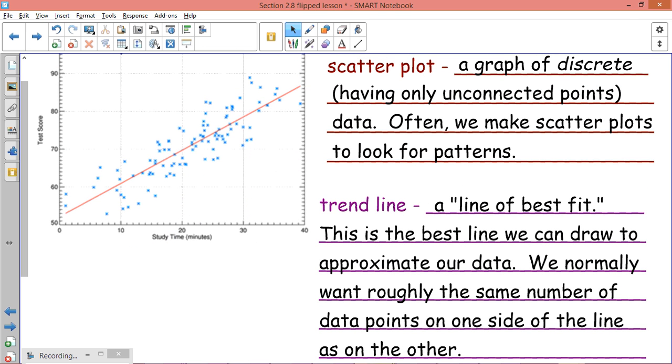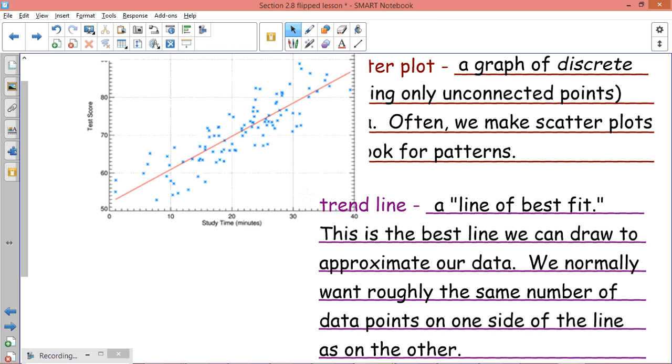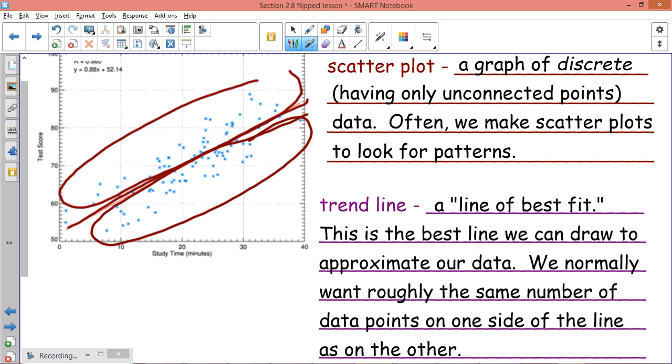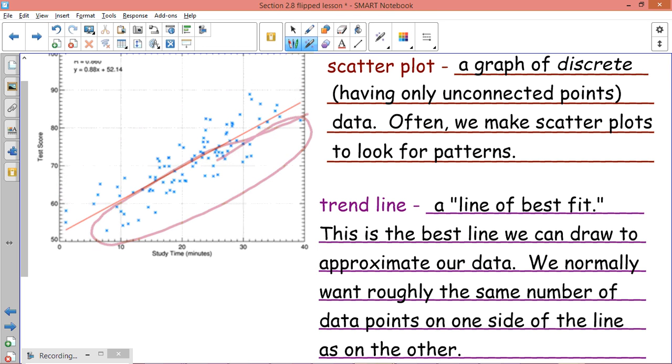Now, what does that mean? That means if you draw this line, if you notice the points up here, there's about the same number of them as there are below on the other side of the line. And that's how we generally try to pick a line of best fit. We want about the same number of points above as below. Okay? So go ahead and copy down those definitions, and then we're going to move on.